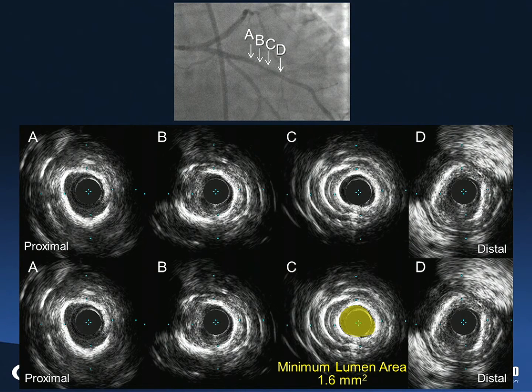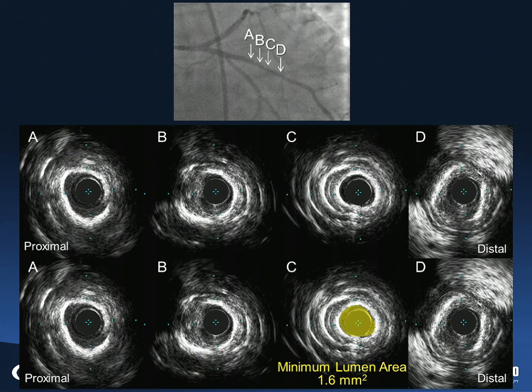This is a summary of the IVUS findings, showing still frames of the obtuse marginal from proximal on the left to distal on the right. Panel C shows the minimum lumen area, measured as 1.6 square millimeters.